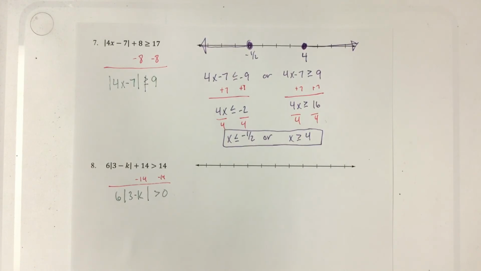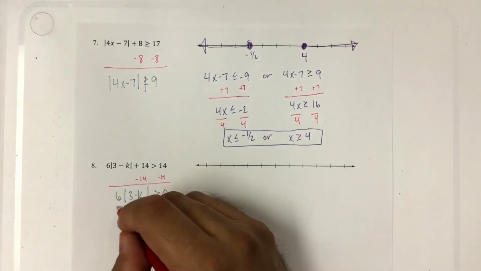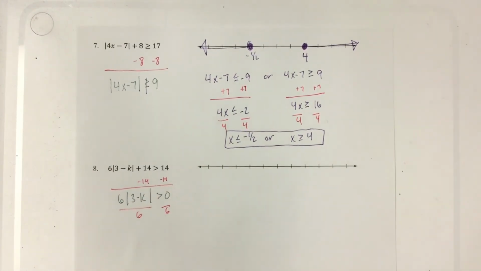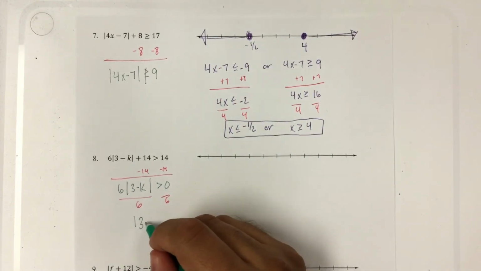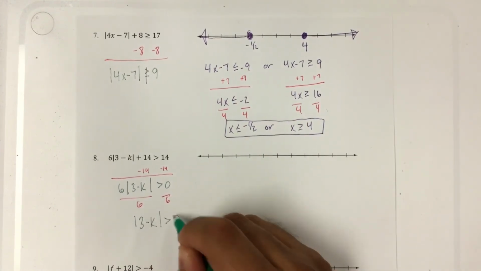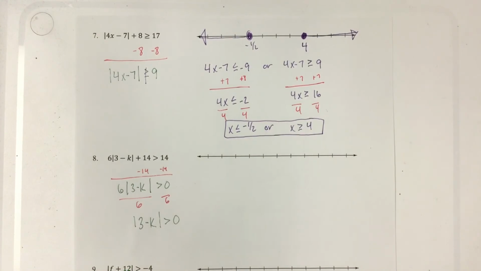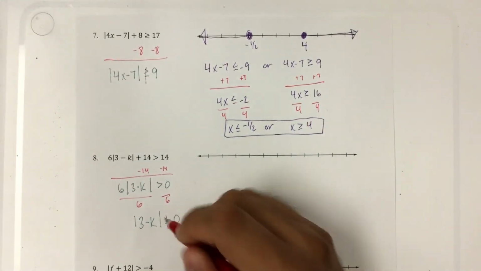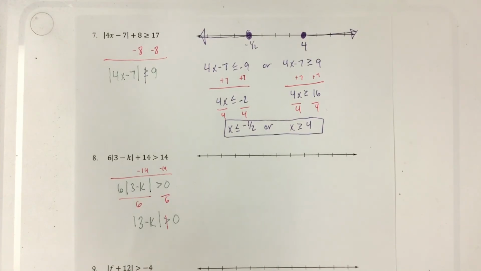Does anybody know what to do next, just by curiosity? Divide by 6. So the absolute value of 3 minus k is greater than 0. Is that a split or a between? It's a split. All right, so this one's a little bit different, so pay attention to what I'm doing here.